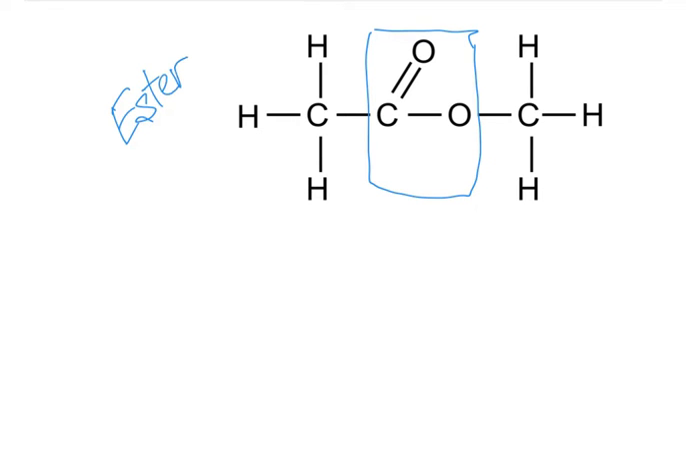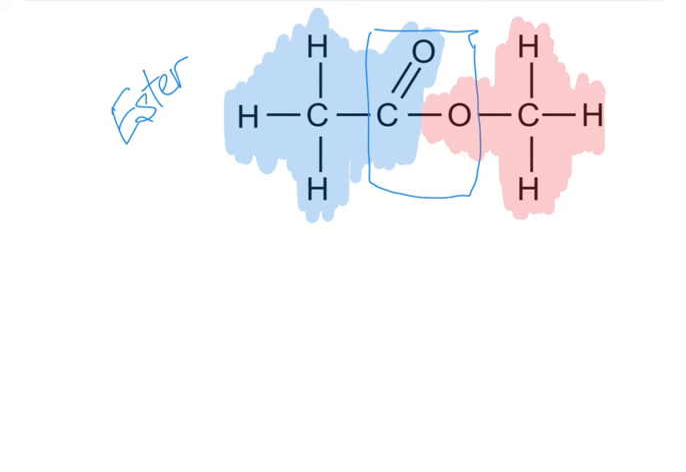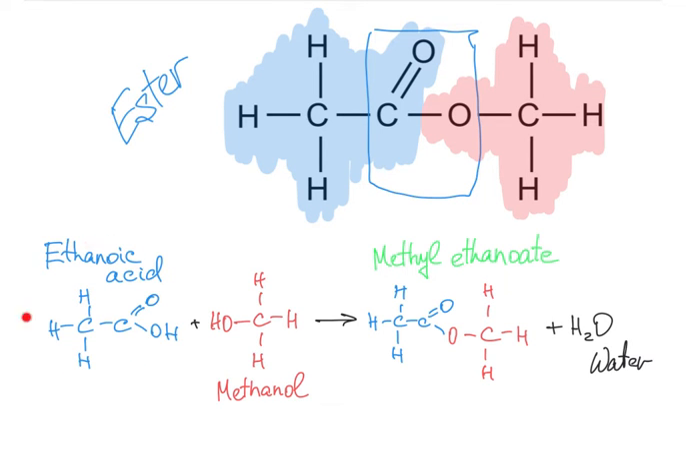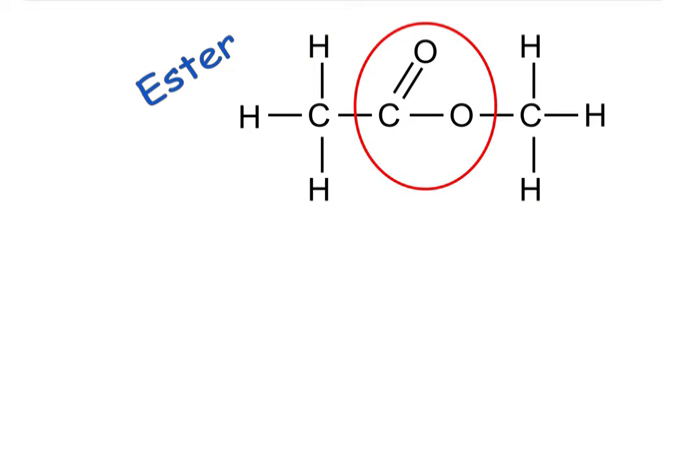Ester is a product of the reaction of esterification, when an organic acid and an alcohol react to produce this structure. So let me make blue everything that used to be acid and everything red that used to be alcohol. Here is the reaction that created this ester. Ethanoic acid met methanol, and they produced the ester, methyl ethanoate, and water. So this is the functional group of ester.